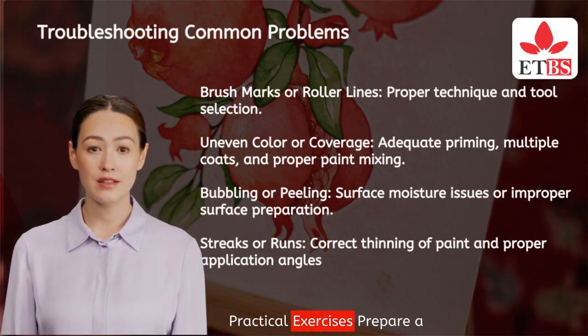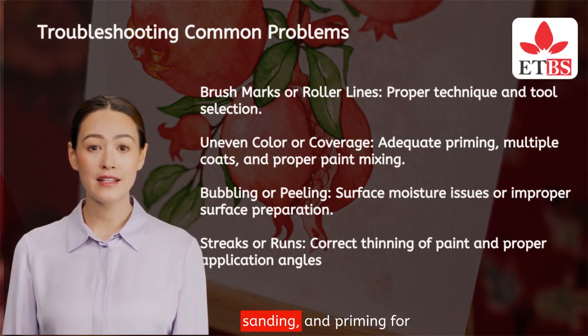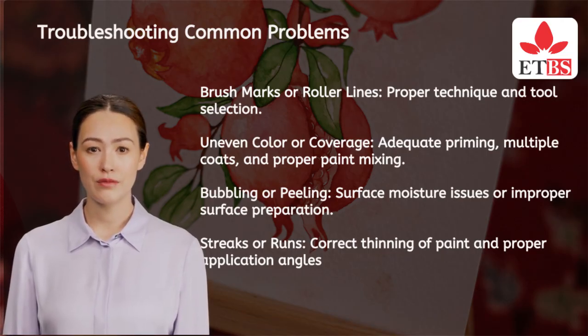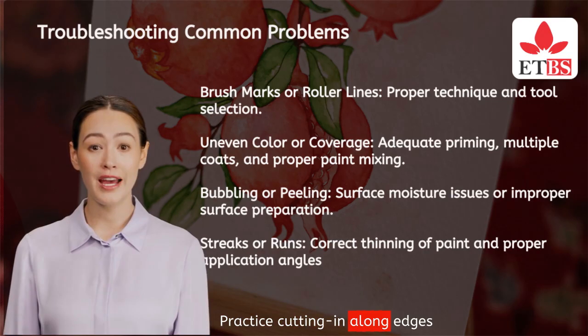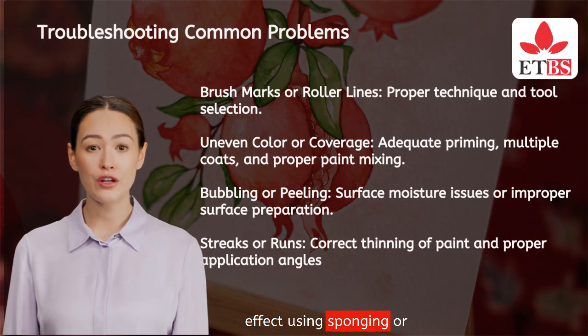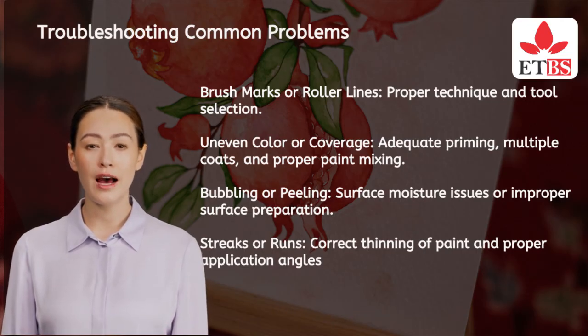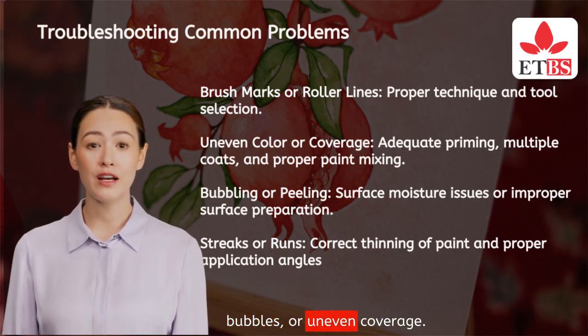Practical exercises. Prepare a wall surface by cleaning, sanding, and priming for painting. Apply a flat finish on a wall using a roller for uniform coverage. Practice cutting in along edges and corners with an angled brush. Create a textured wall effect using sponging or rag rolling techniques. Identify and correct painting defects such as streaks, bubbles, or uneven coverage.